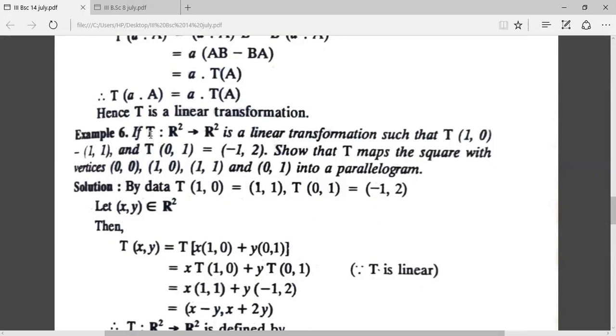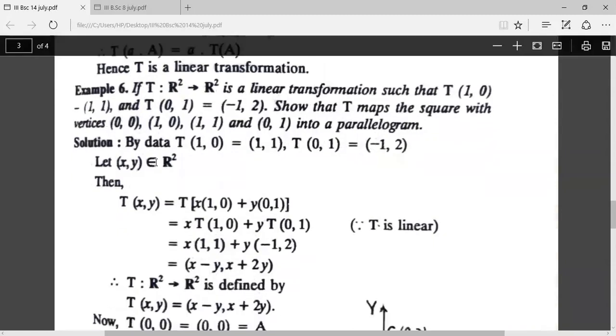So this problem illustrates the application of linear transformation in different fields. Of course, here it is a mapping from a square to a parallelogram. That is, you can shear a square into a parallelogram. Let's go through the solution.